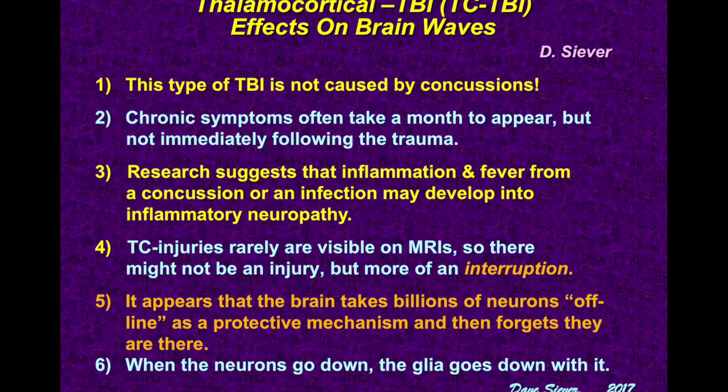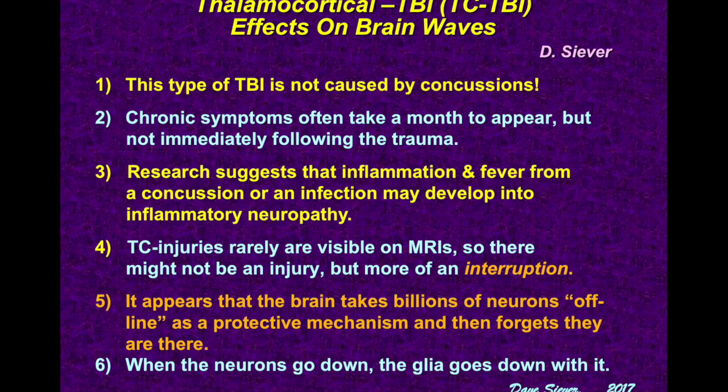But during a thalamocortical interrupt, it appears that the brain takes billions of neurons offline as a protective mechanism, possibly, and then forgets they are there. And in some cases, I've seen people completely shut down 25 years later after their head injury. And when the neurons go down, the glia goes down with it.